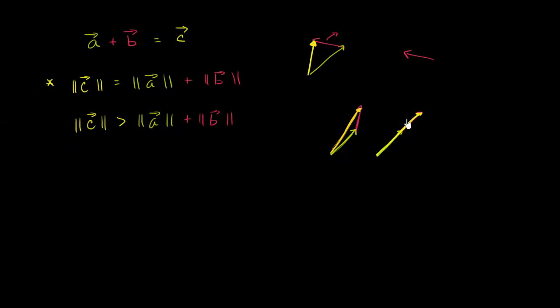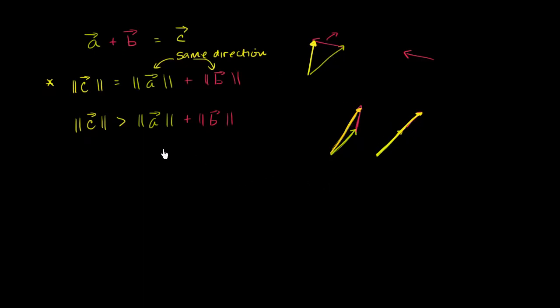So really the largest that the magnitude of the sum can be is the sum of the magnitudes. And that only happens when these two are going in the exact same direction. This right over here is impossible. You can never get one side of a triangle being longer than the sum of the other two sides, based on what we just saw.